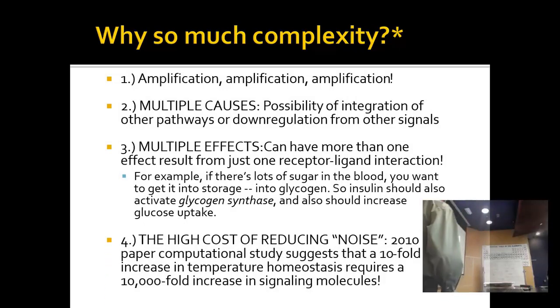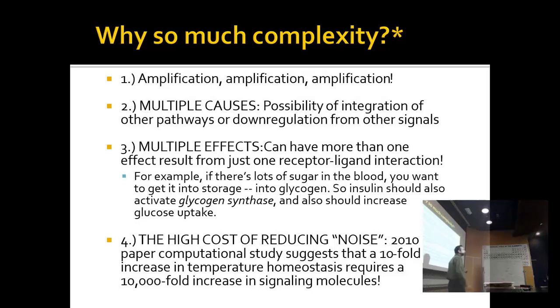Here's a really weird one. It costs a lot of complexity to establish homeostasis. Reducing the noise in a cell, like being warm-blooded and keeping your temperature at plus or minus 1 degree Celsius, requires a lot more complexity than keeping it at plus or minus 10 degrees Celsius.